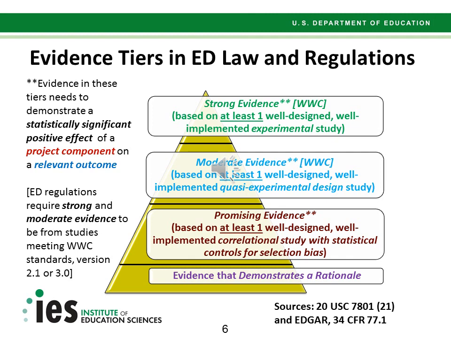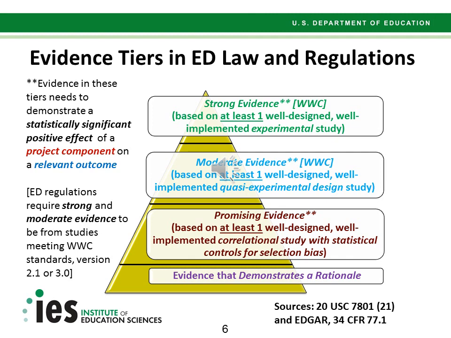Strong evidence, the highest tier, needs to be based on at least one well-designed, well-implemented experimental study demonstrating a statistically significant and positive effect of a project component on a relevant outcome. ED regulations require this study to meet What Works Clearinghouse evidence standards without reservations when assessed using version 2.1 or version 3.0 of the WWC handbook.